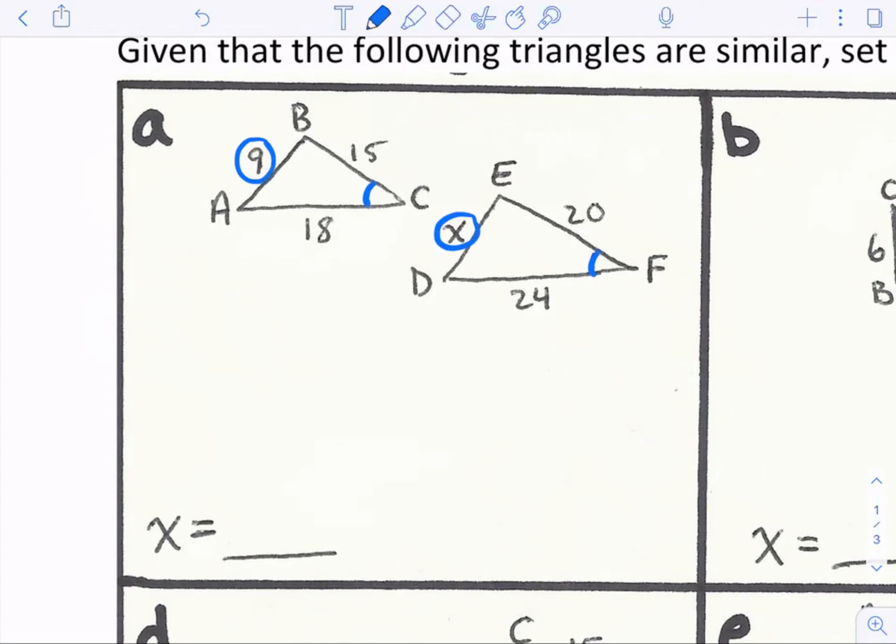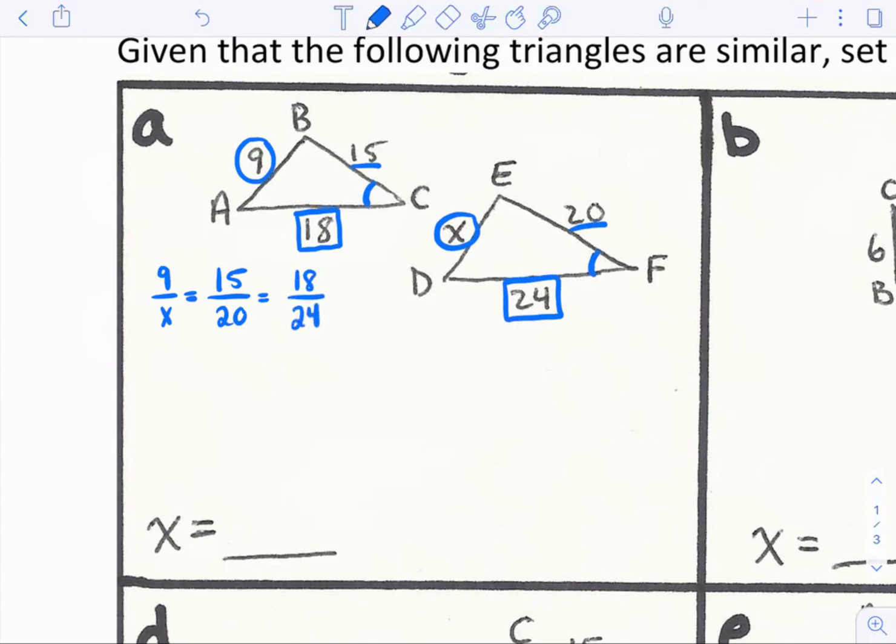And then the other two sides are very easy to figure out what corresponds because you pick the smaller of the two, which here is 15, and that should correspond with the smaller of the two here, which is 20. And then you know that 18 corresponds with 24. So if you have all three sides, you could actually write all three ratios. Now remember, stay consistent. So I like to go from left to right in this example. So I'm going to say 9 over x will equal, or should equal since they're similar, 15 over 20, which also should equal 18 over 24.